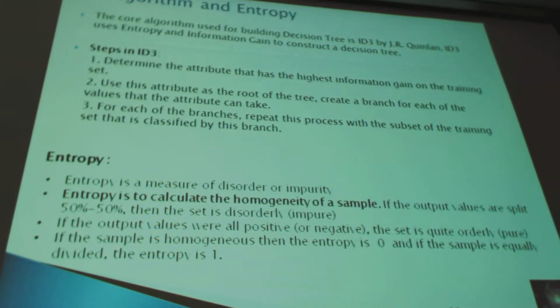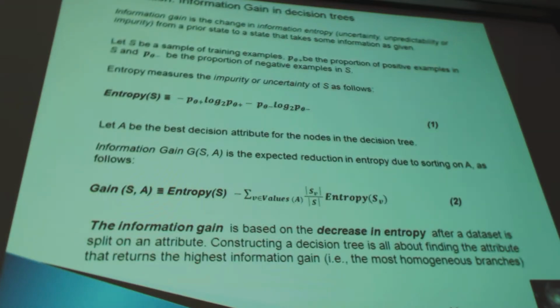You can see that to calculate the homogeneity of the sample, the metric is called entropy. Now this is the formula to calculate entropy. If we have p theta plus, the proportion of positive samples in a training set, and p theta minus, the negative samples in a training set, then the formula of entropy is minus p theta plus log of p theta plus, minus p theta minus log of p theta minus. All the logarithms are to the base 2.